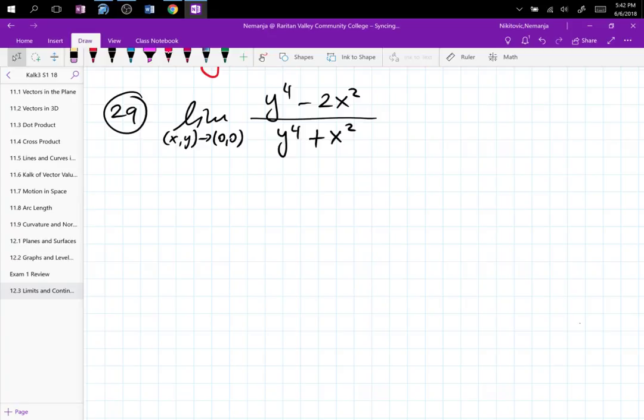Now I'm going to start checking the paths. Instead of checking y equals x, I'm going to check y equals mx to check all of the linear paths in one.